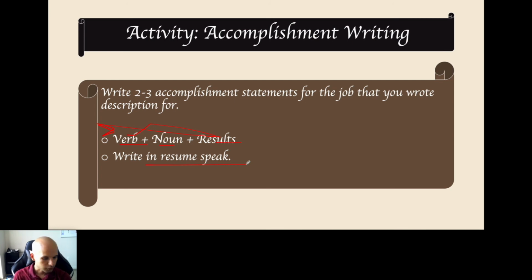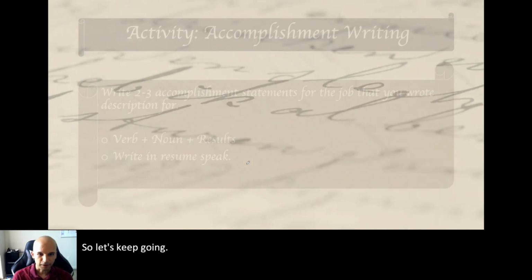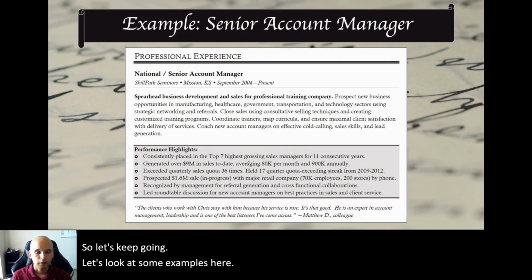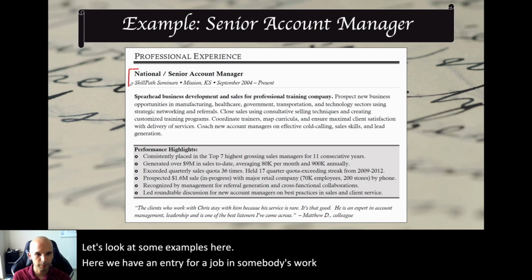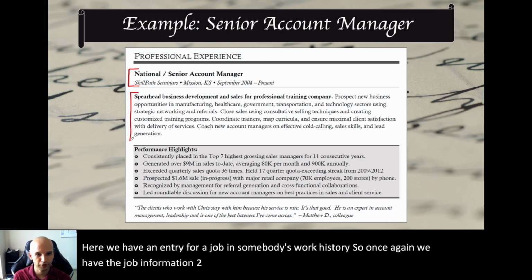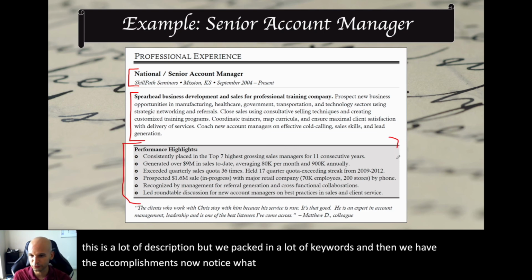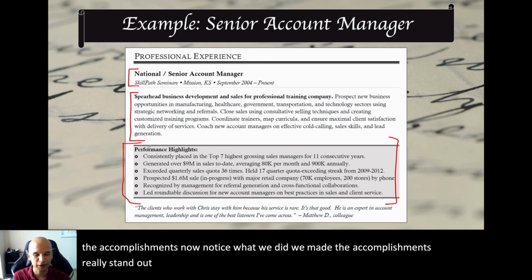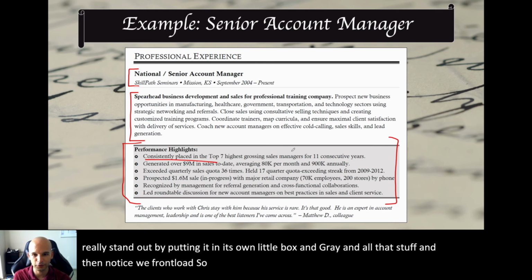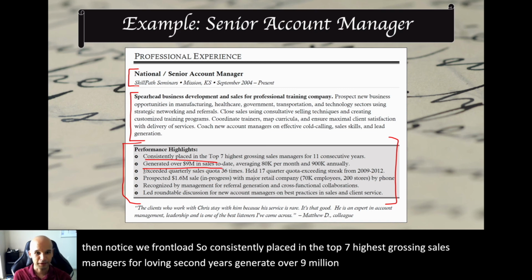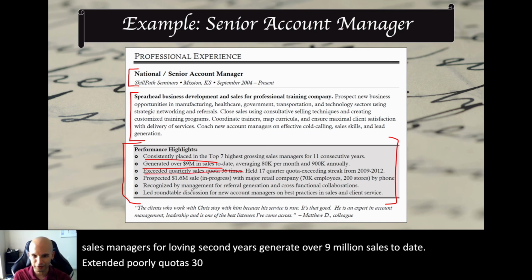Okay, so let's keep going. Let's look at some examples here. Here we have an entry for a job in somebody's work history. Once again, we have the job information, 2 lines. We have the description in paragraph form. This is a lot of description, but we pack in a lot of keywords. And then we have the accomplishments. Notice what we did. We made the accomplishments really stand out by putting them in their own little box in gray. And notice we front load: consistently placed in the top 7 highest grossing sales managers for 11 consecutive years, generated over 9 million in sales to date, exceeded quarterly quotas 36 times. And then you see how this all works.